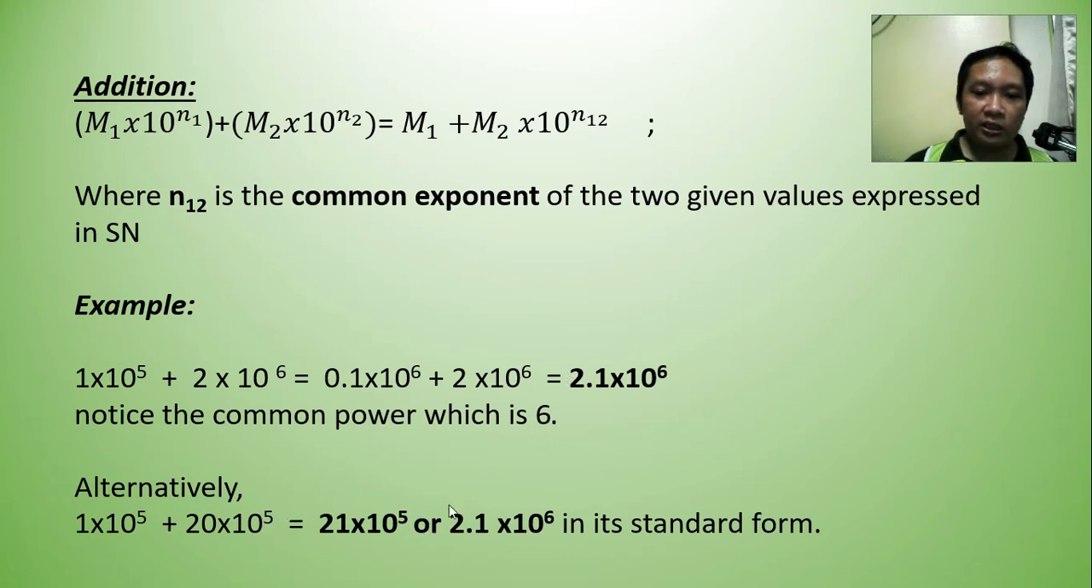However, once again, the final answer should be expressed in such a way that the decimal point is placed after the first non-zero digit. We really have to move it. Therefore, this should be the standard form. It should be expressed in such a way that the final answer has a form in which the decimal point is placed after the first non-zero digit. So this is the final answer in addition.